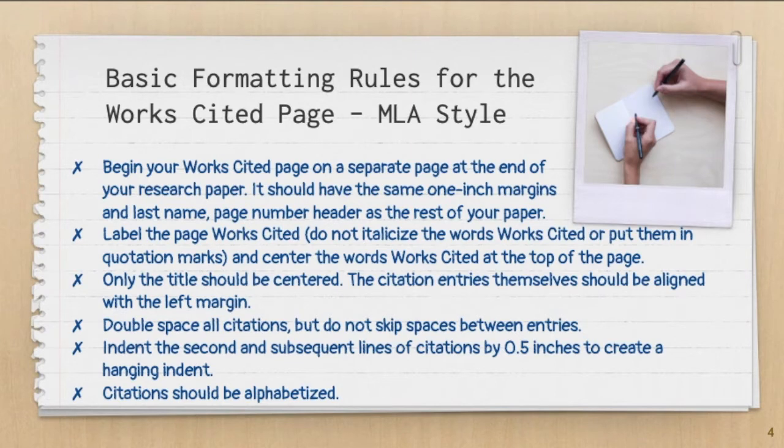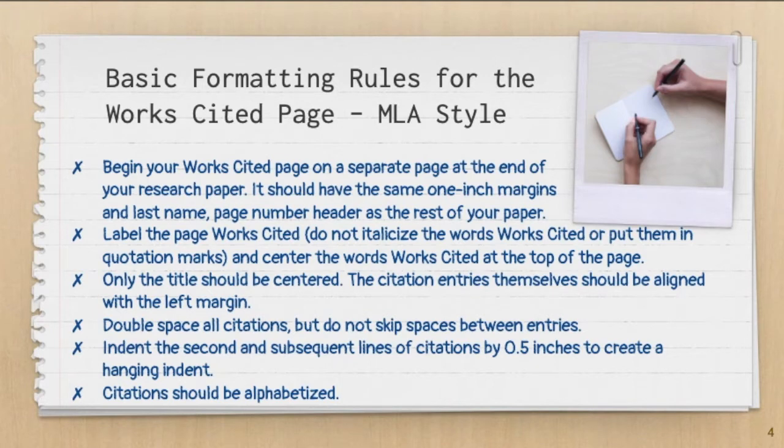Here it is. Indent the second and subsequent lines of citations. Okay, so you're going to hit tab. So what you have is a hanging indent. The beginning of the citation is right against the left margin, but the second line or third line or however many lines below, those are indented. So you have this little bit sticking out to the left is what it ends up looking like. So it's very easy to identify the different sources on there.